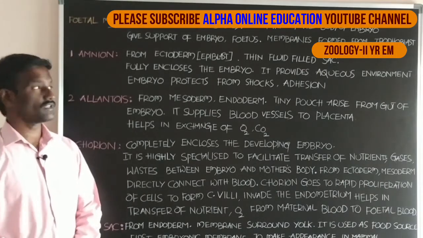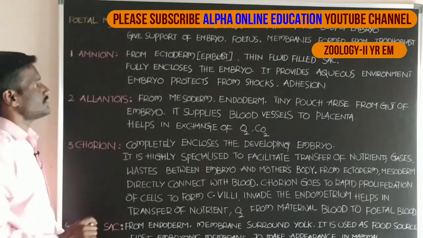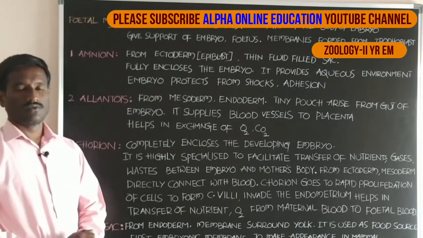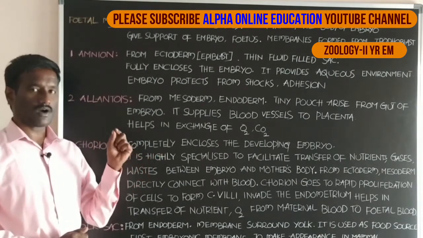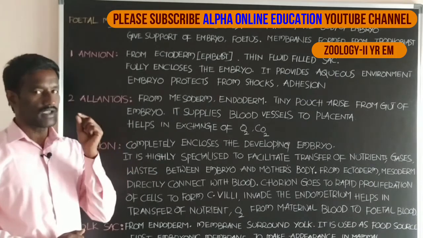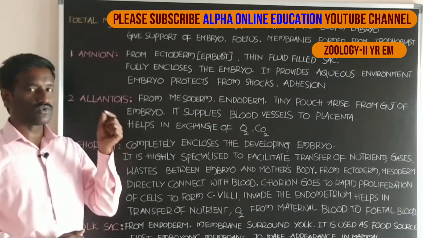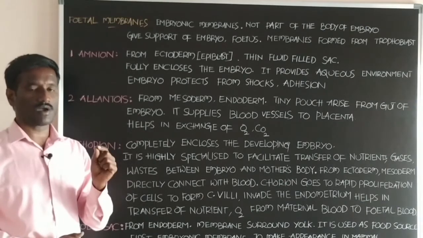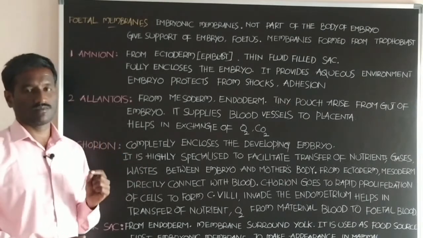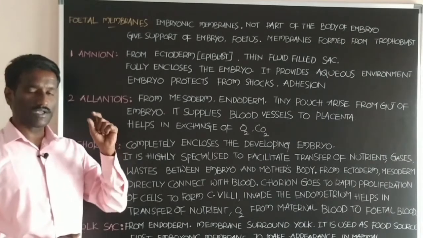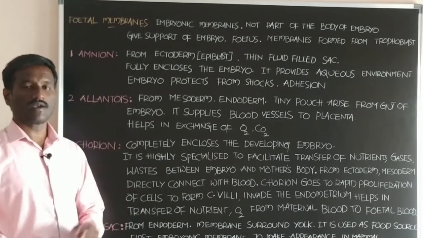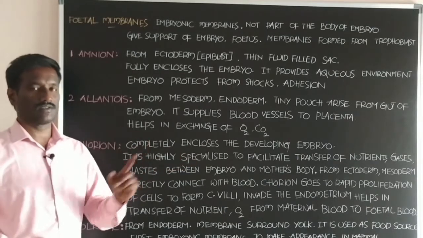Students, now we will discuss fetal membranes. First, the zygote goes through cleavage. After the cleavage, the morula develops. The morula goes on to the development of the blastula, the blastocyst. The blastocyst goes to implantation on the uterus wall and develops into the embryonic disc.